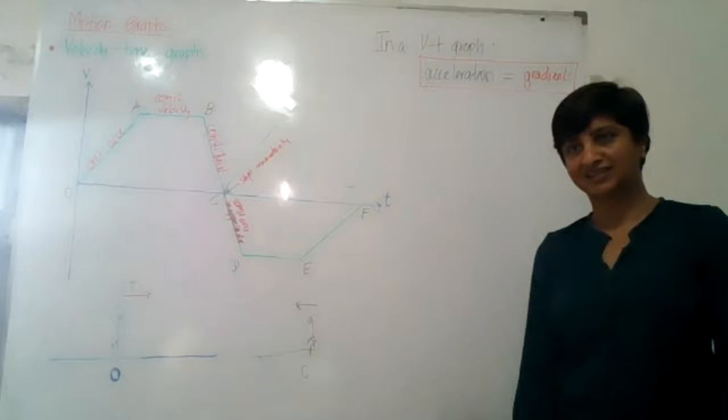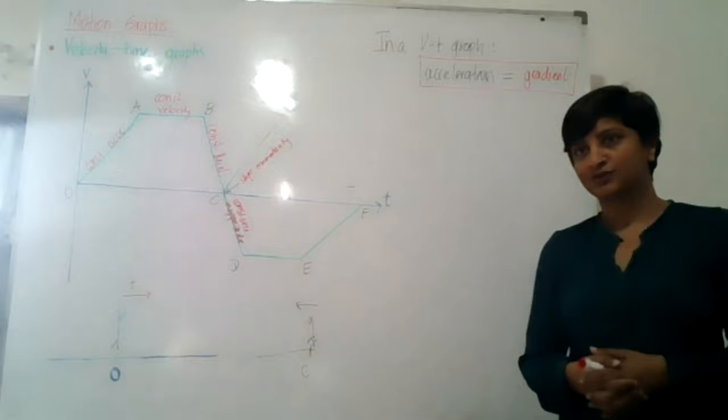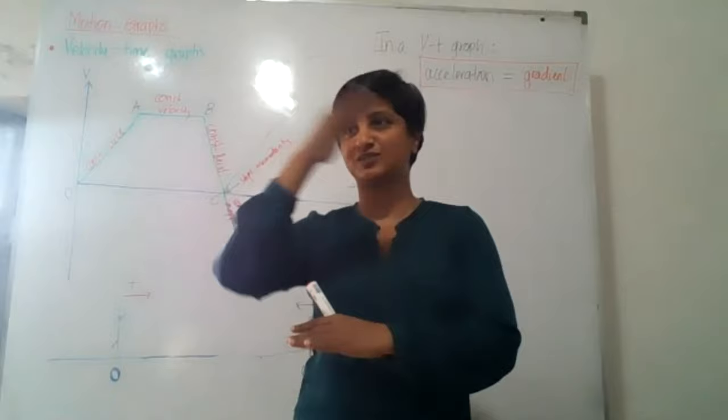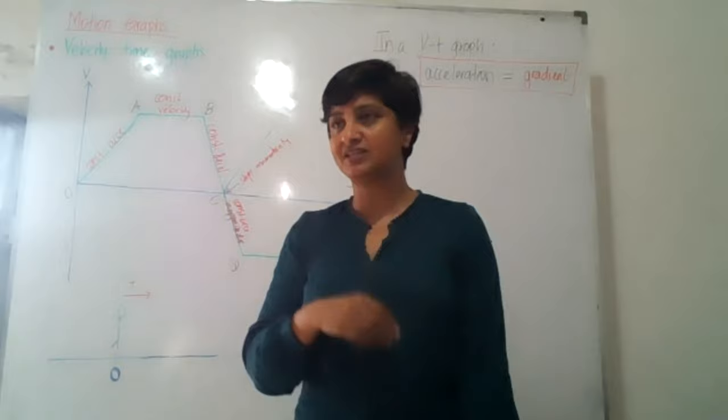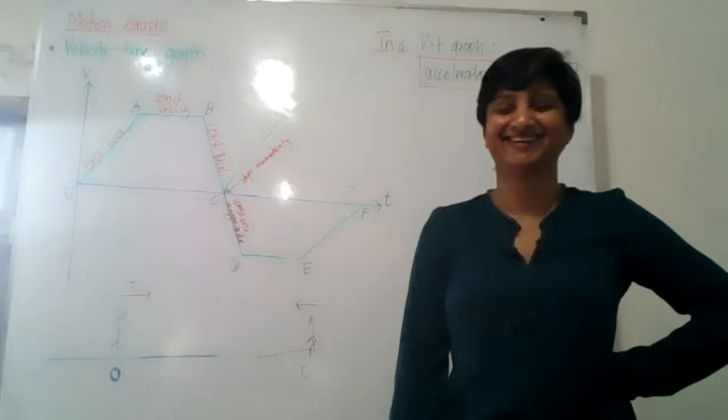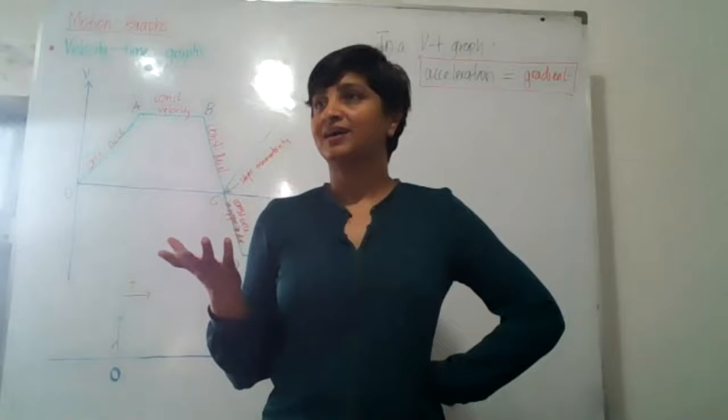Change in acceleration. We don't have a name for it. It's not a physical quantity that we have given a name to. Rate of change of acceleration. The gradient, that's how we have to think. The gradient of any graph is the rate of change of y with respect to x. So the gradient of a displacement-time graph is the rate of change of displacement. What is the rate of change of displacement? Velocity. If that didn't come to your mind, you're in trouble. Rate of change of displacement is velocity.